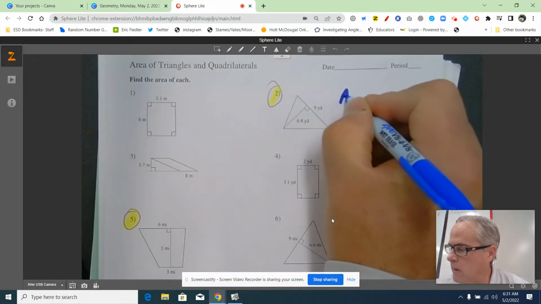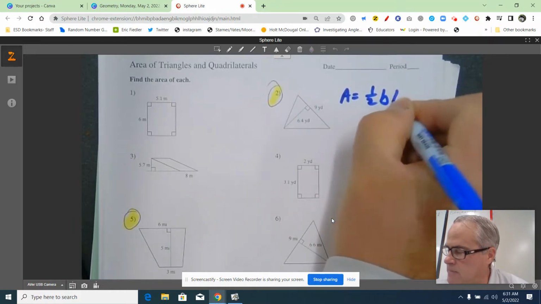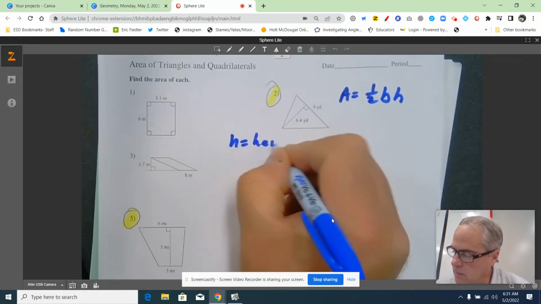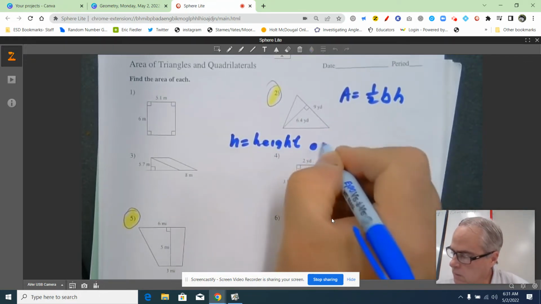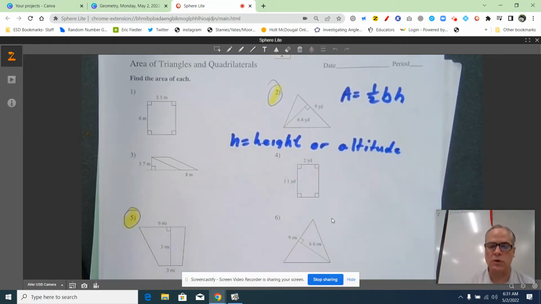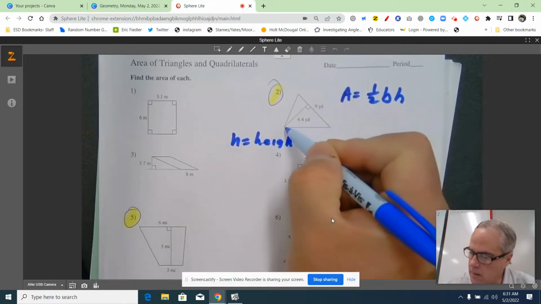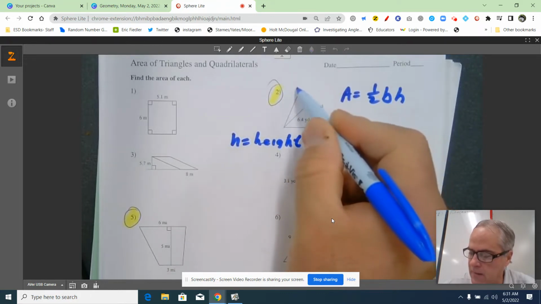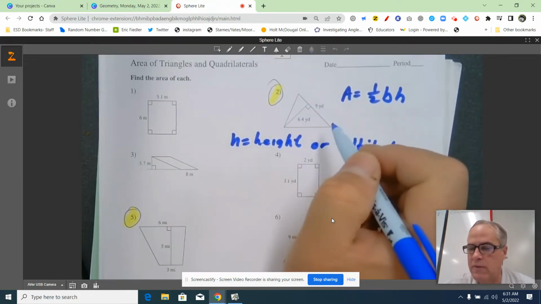Formula for the area of a triangle is area is equal to 1/2 base times height. Now, this h is called the height or altitude. Okay, so you see those words used interchangeably. Now what the height is, it's a line drawn from a vertex to the line containing the base. So if you look at this one right here, it's drawn from a vertex perpendicular to the line containing the base. So this would be your height, this would be your base. The base is whatever the altitude is drawn to.